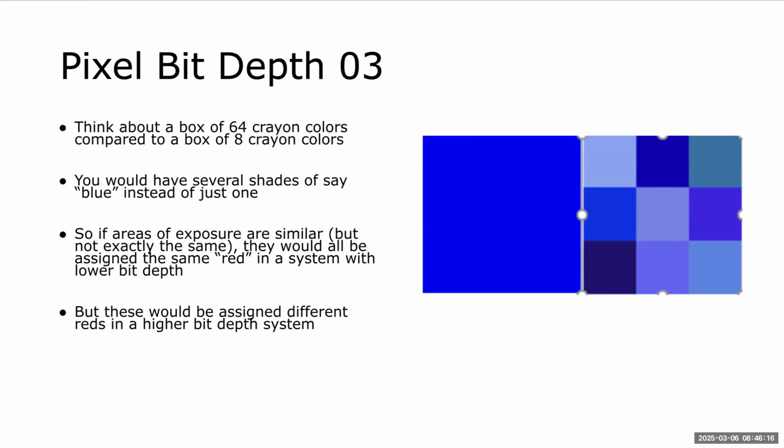But anyway, in this example, if we have 64 crayons, we might have a whole bunch of different shades of blue where we can assign those very subtle differences in the amount of receptor exposure underneath that particular pixel. We could assign those as several different shades of blue so that we could distinguish them from one another. Whereas if we had a much lower bit depth, say we only have a box of 8 crayons, we're only going to have 1 shade of blue. So we're going to have to assign all 9 of those pixels the same shade of blue, and we're not going to be able to see them as separate and distinct.